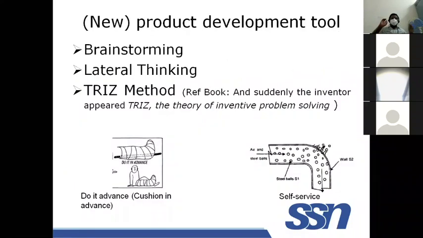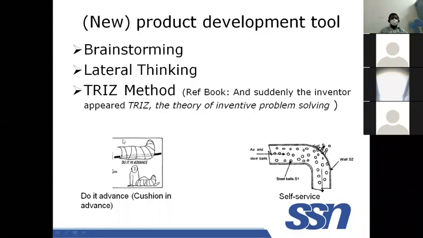Now, since we are dealing with product development tools, what are all the ways to get a new idea? These three methods are predominantly used. Number one, brainstorming. Number two, lateral thinking. Next one is the TRIZ method. Our principal is very familiar with this. He used to give a lot of training on TRIZ. If you look at this, what is TRIZ? They have 40 principles based on which they can solve a problem.